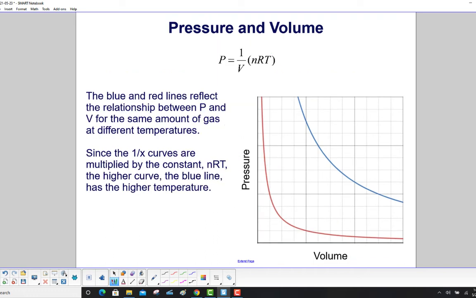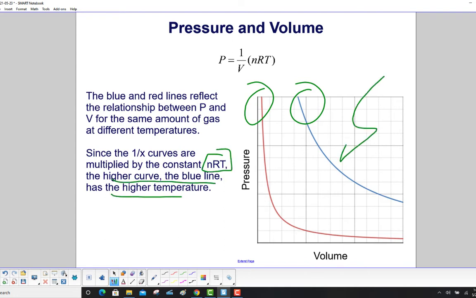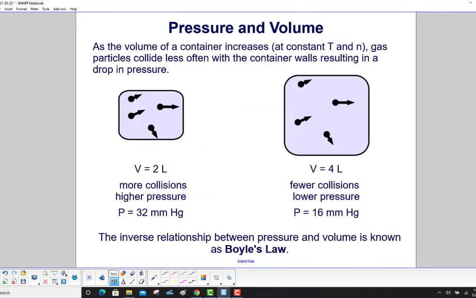The curves reflect the same 1 over x relationship, but with different values of the constant nRT. The blue and red lines reflect the relationship between P and V for the same amount of gas at different temperatures. Since the 1 over x curves are multiplied by the constant nRT, the higher curve, the blue line, has a higher temperature. This one right here, higher temperature. As the volume of a container increases, with a constant T and number of moles, gas particles collide less often with the container walls, resulting in a drop in pressure.